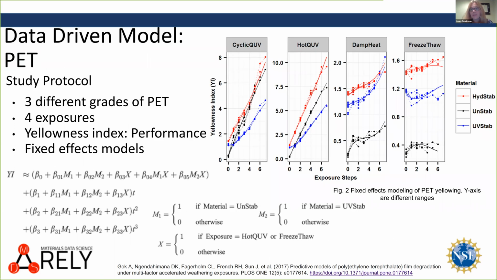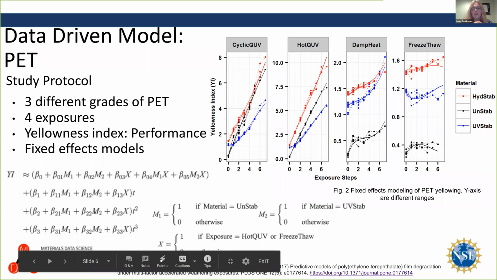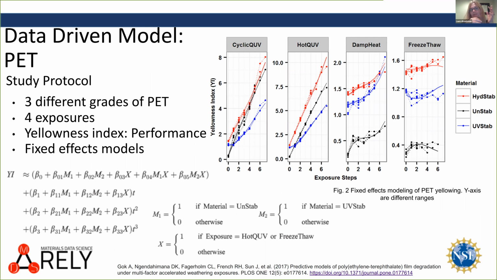So I'm going to show you a couple examples of data-driven models and network models with PET. So this is 3 different grades of PET and 4 exposures, and we developed these fixed effects models, which you can see here for yellowness index. And then we also were able to model all of these materials' performance under all different exposures together. And then we can just slot in, hey, we're choosing a hydrolytically stabilized material versus a UV stabilized material, and here's what we predict the YI to be.